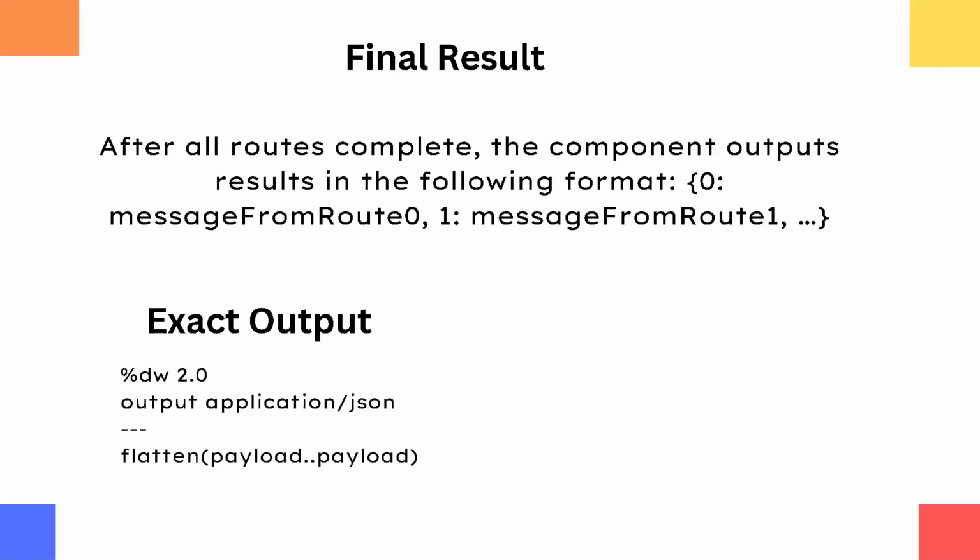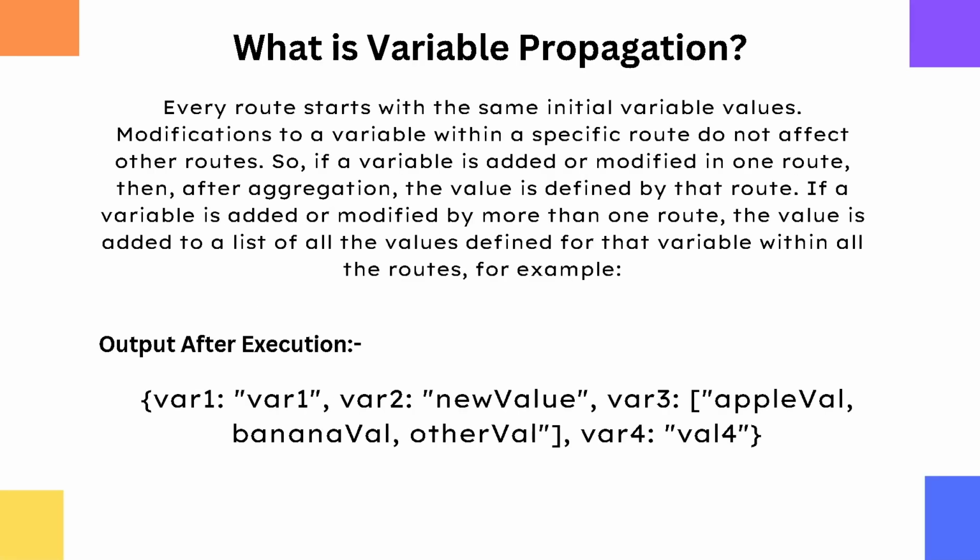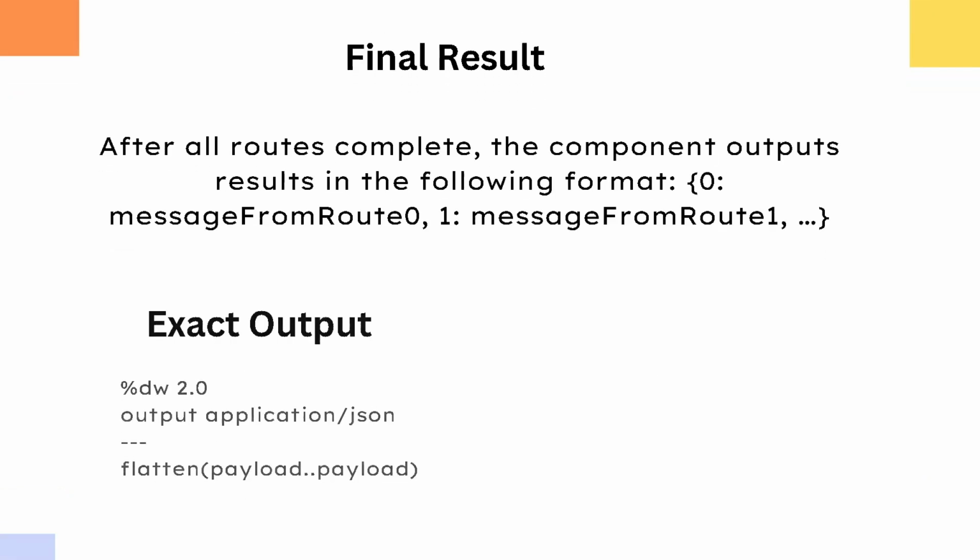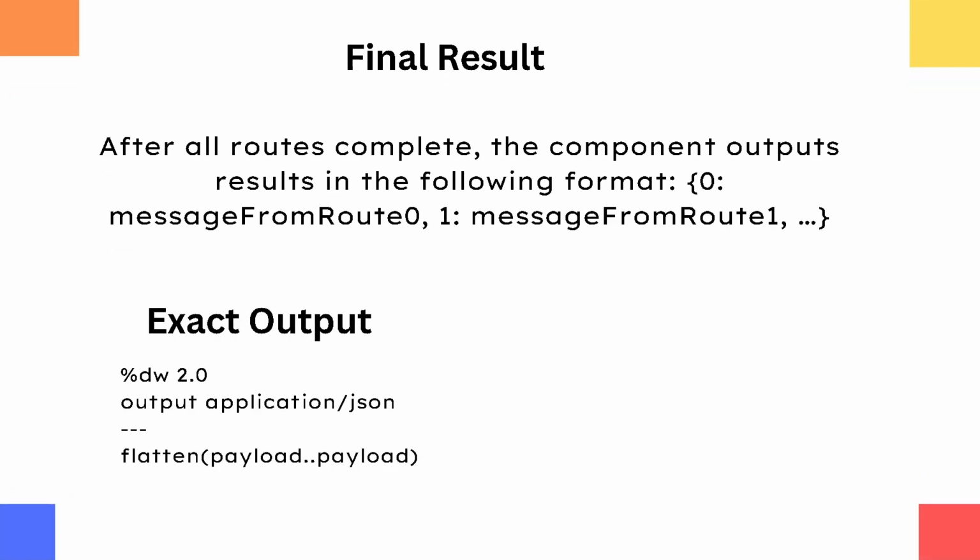What will be the final result once all the routes are executed? The final result basically looks like this: an object consisting of all the information about all the routes. 0 represents the first route, 1 represents the second route, and 2 represents the third route. In this form we will get the aggregated output as the final result.